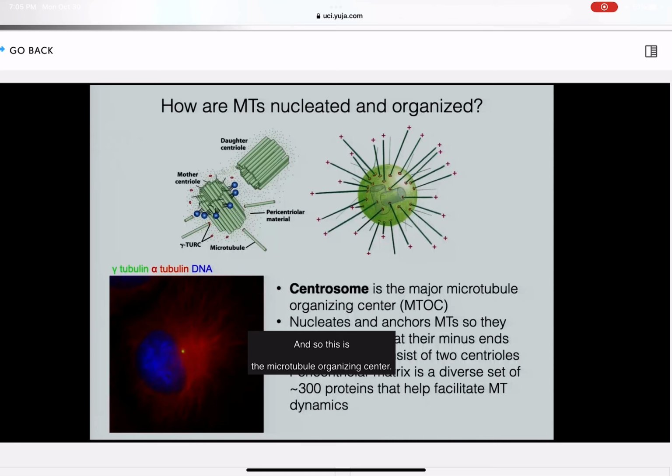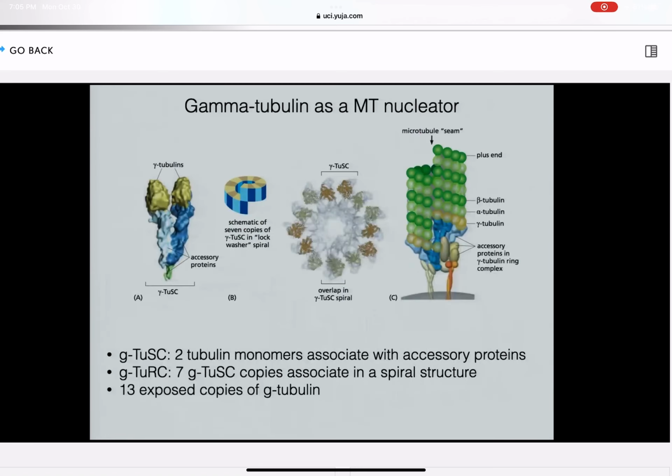All right. And so here is the centrosome consisting of the mother and daughter centriole, and this is the microtubule organizing center. Here's a big cell. Here's the nucleus. That little dot is the centrosome. All of this red surrounding it are all the microtubules that are being nucleated from that dot. It's crazy. Here it is, the mother and daughter centriole.